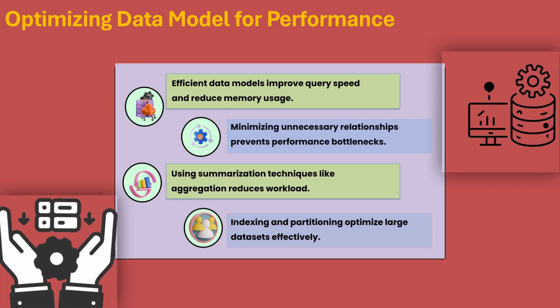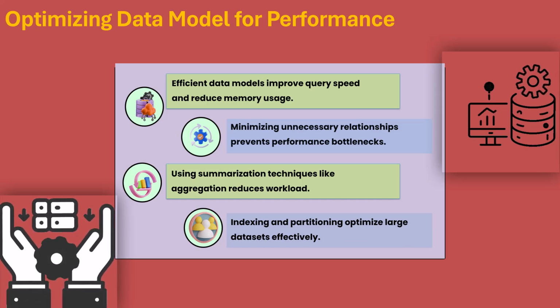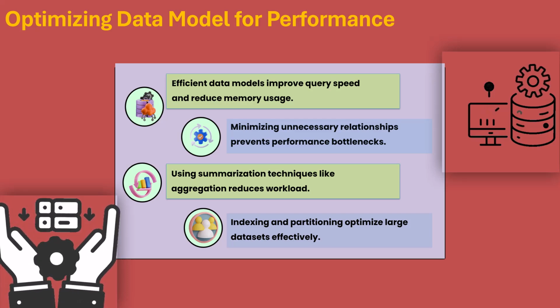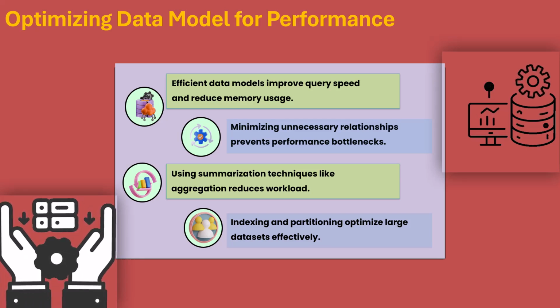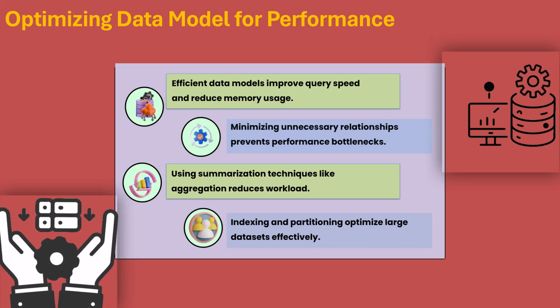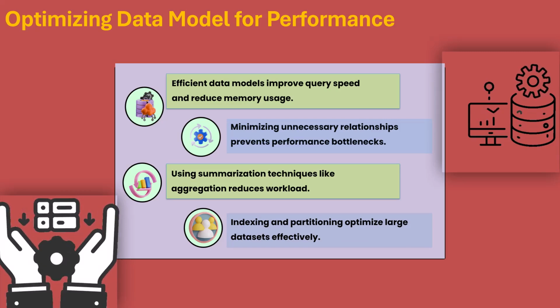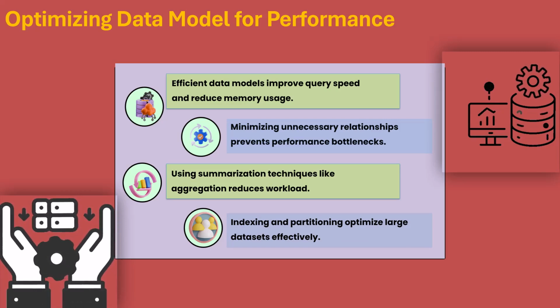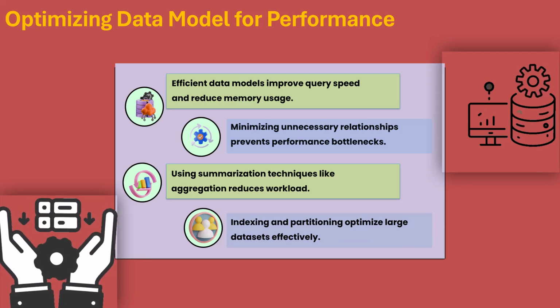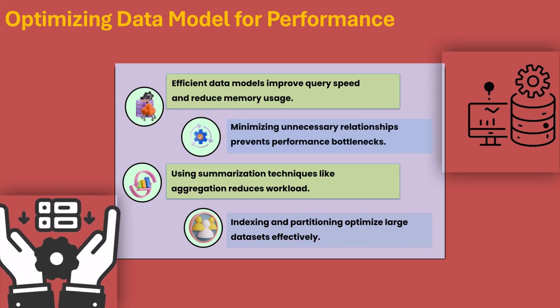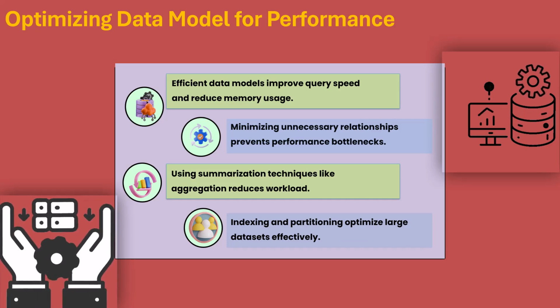Want your reports to run like a sports car instead of a slow-moving tractor? It's all about optimizing your data models. Keeping relationships minimal prevents sluggish queries, while summarization techniques lighten the workload. Large datasets need special treatment. Indexing and partitioning help them behave. Think of optimization like fine-tuning an engine so your reports zoom instead of crawl.